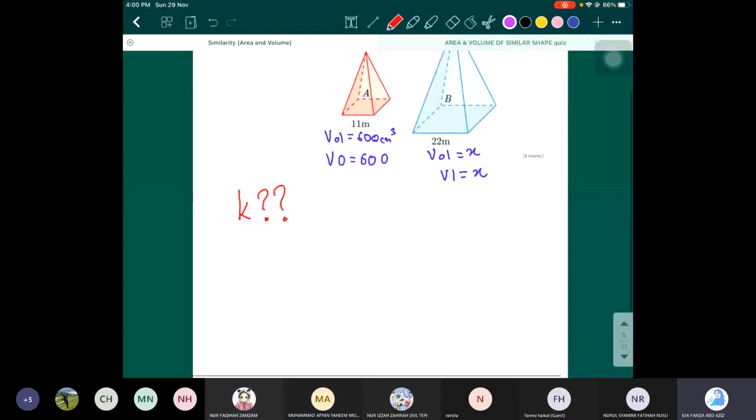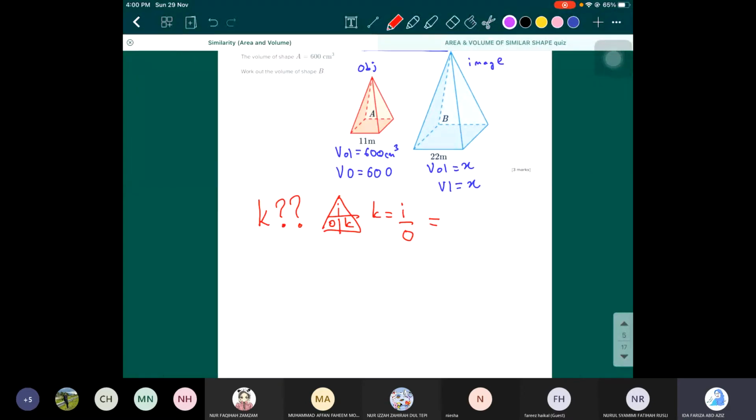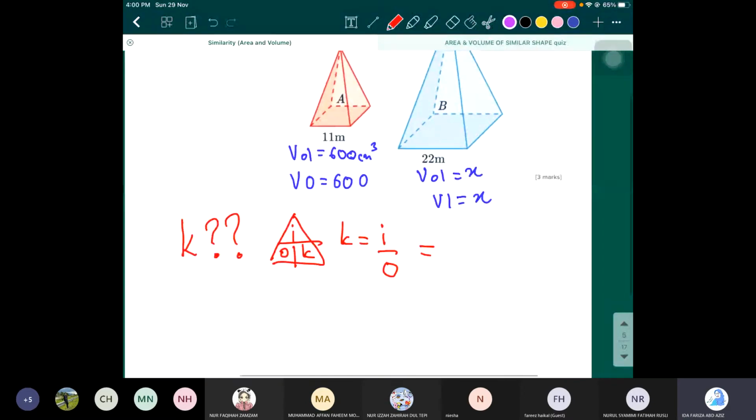Okay, apa formula nak cari K? K kita akan guna pyramid IOK. So, K is image per object. Okay, so kita ambil image, ambil CC. Maksud image kat sini kita ambil side. Alright, so we'll take this one. 22 and 11, they are corresponding sides. Okay, dia ada bagi dekat tu.